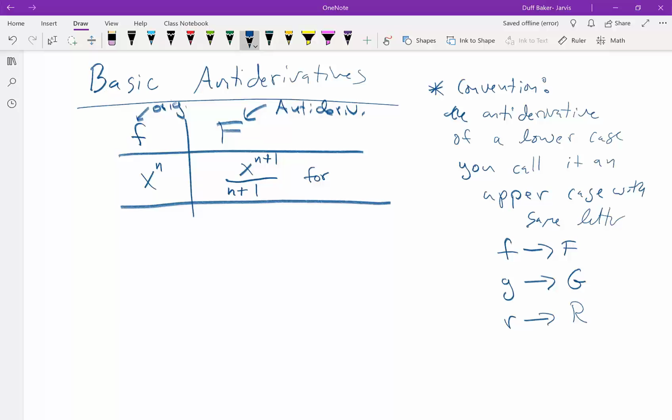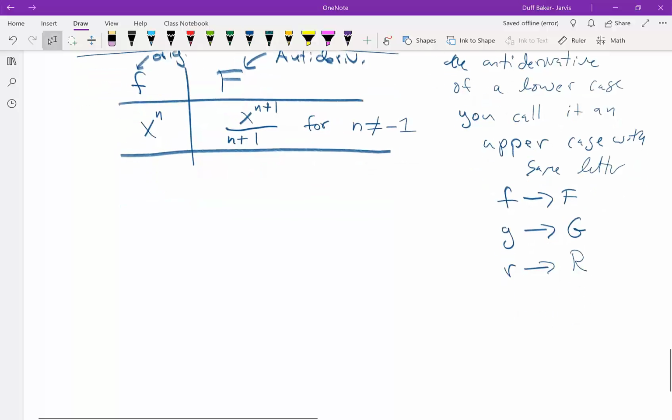And you have to be a little careful whenever you're dividing, right? You don't want to divide by 0. So this only works when n is not -1. Okay, because if n is -1, there's actually a different formula. It's a natural log, but we're not going to cover that in this class. You can look it up if you'd like, or take Calc 2.